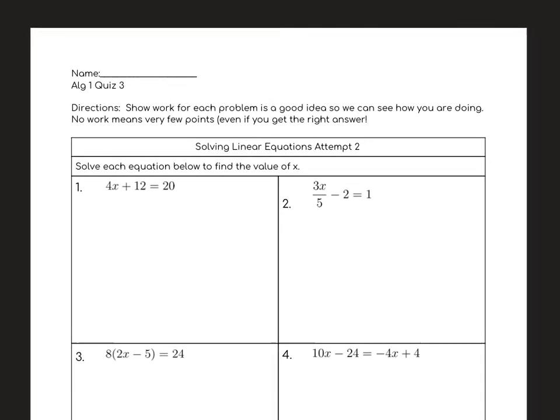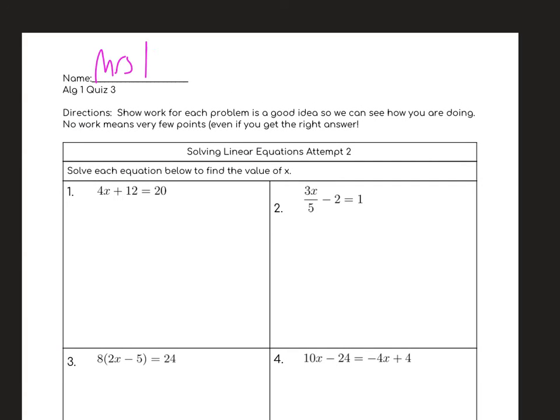Alrighty, friends, let's go ahead and make a key. Mrs. Key. Forgot how to spell. Alright, solve each equation to find the value of x.